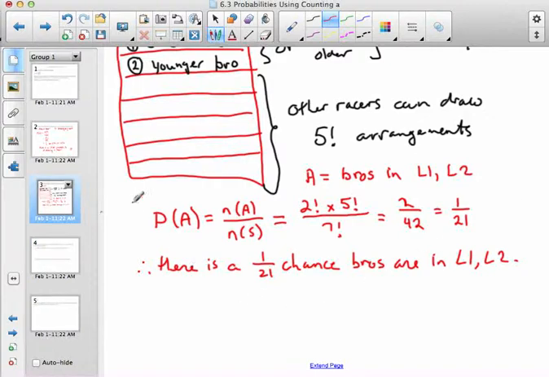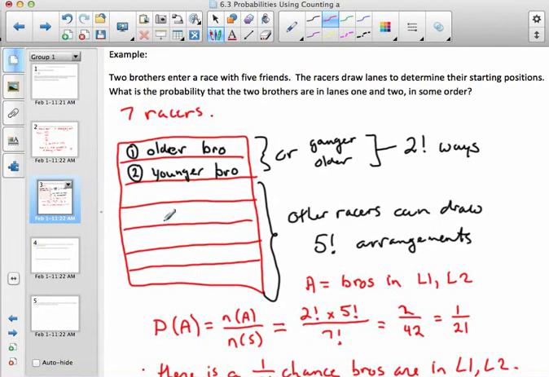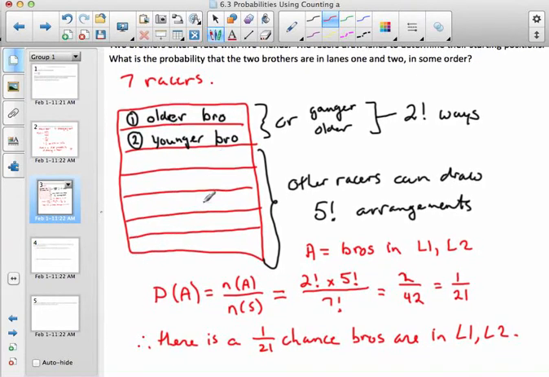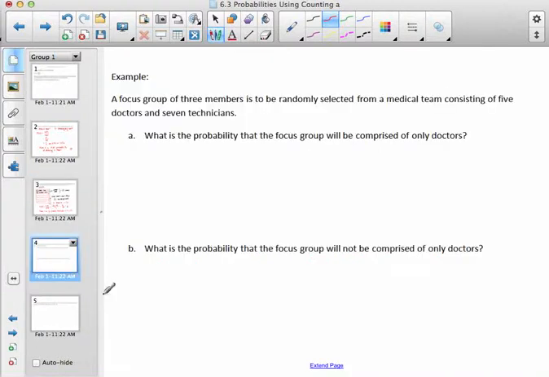Okay? So, as you can see, we're getting into our organized counting ways again, except now, rather than just answering the question, how many ways can there be in lanes 1 and 2, we're dealing with it in a probability sense. Next one. A focus group of 3 members is to be randomly selected from a medical team consisting of 5 doctors and 7 technicians. We've done this kind of question before as well.